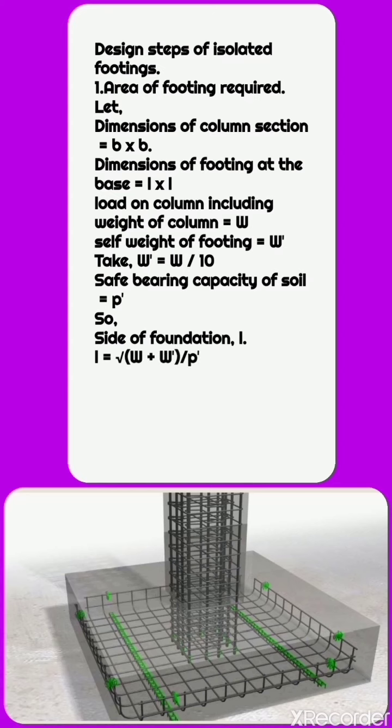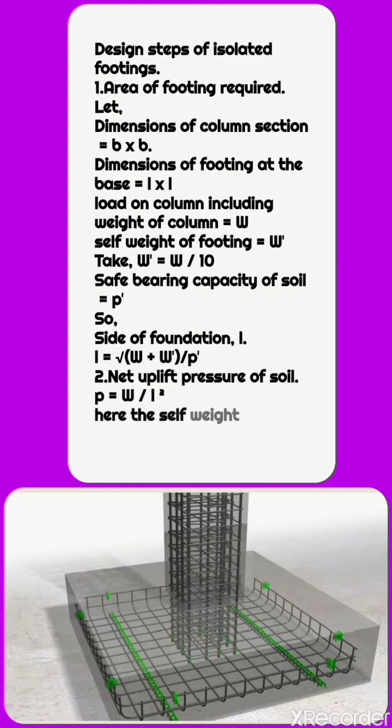Self weight of footing equals W dash. Take W dash equals W upon 10. Safe bearing capacity of soil equals P dash. So, side of foundation L equals square root of (W plus W dash) upon P dash.